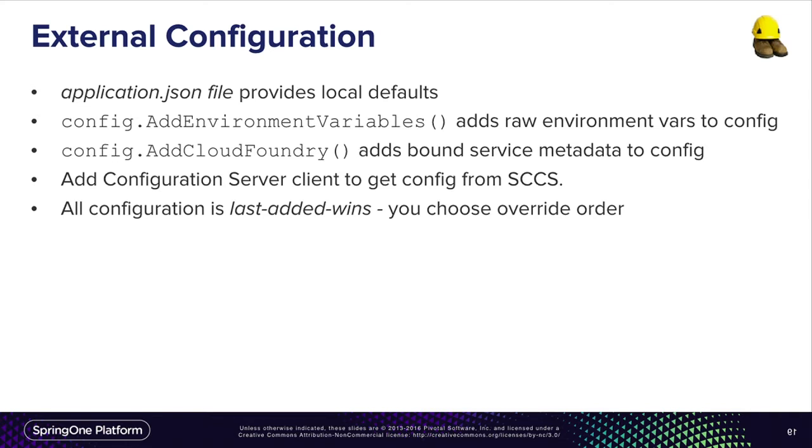We can also get configuration data, both in raw form as well as objects that we can inject into the controller. And all of this configuration merging is done in a last added wins pattern, so you choose the override order. Generally, people choose local, and then environment, then Cloud Foundry, then Config Server in that order.